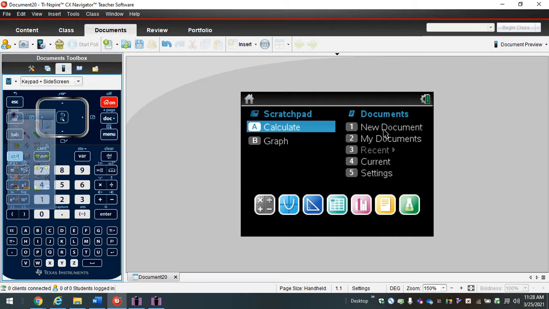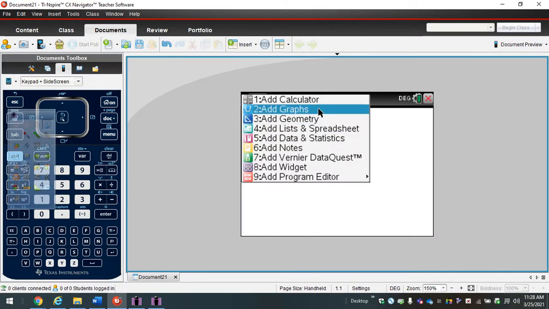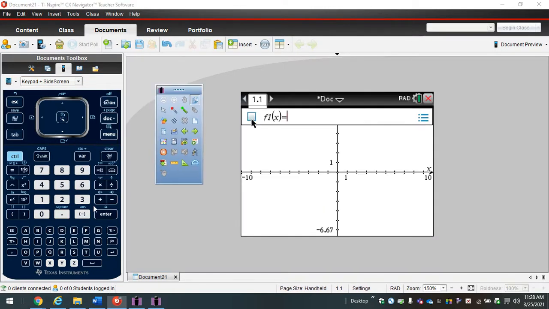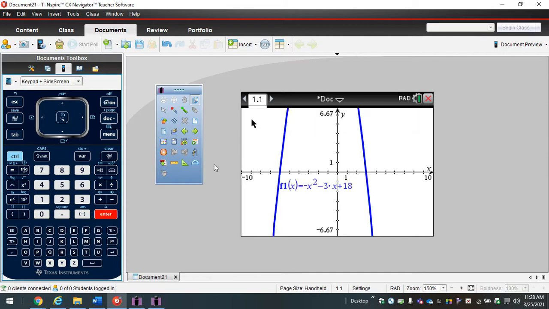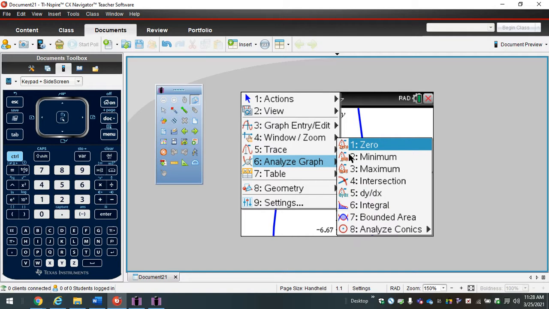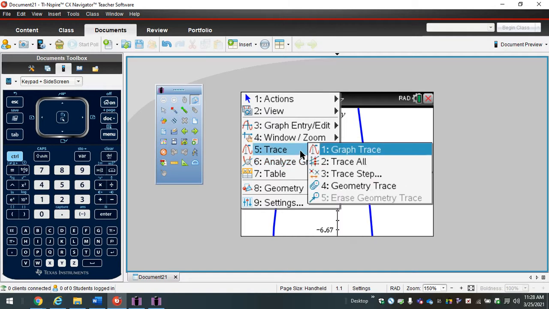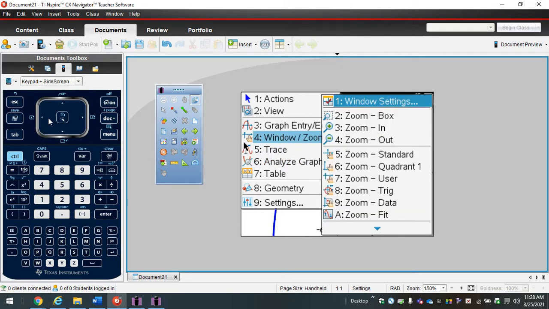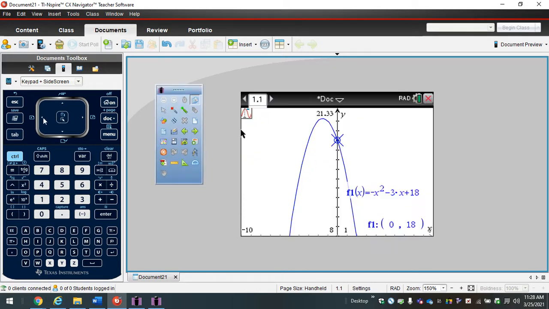I'm going to open a new document. Negative x squared minus 3x plus 18 here. So I told you it's going to go way up there and then come down, so I know I have 2 roots. Honestly, I like this one first, graph trace. Trace, graph trace. I'm going to go to the left.